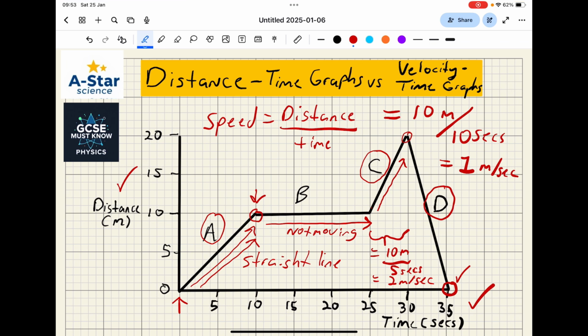So the thing to remember is that you can determine the speed of an object using a distance time graph by looking at the distance divided by the time. In other words, the gradient of that particular line. And if the gradient is 0 or flat, that means that the object is not moving.